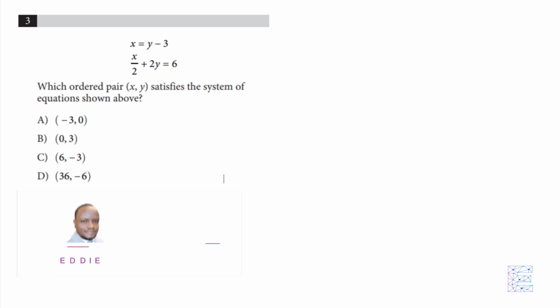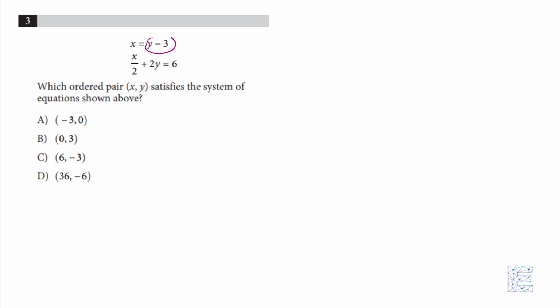Which ordered pair (x, y) satisfies the system of equations above? So with systems of equations, we have multiple options for solving, which are elimination, graphing, and last but not least, the substitution method. The way this question is written, substitution would be the best option. And thankfully, we've already isolated x for us, so we don't have to isolate x.